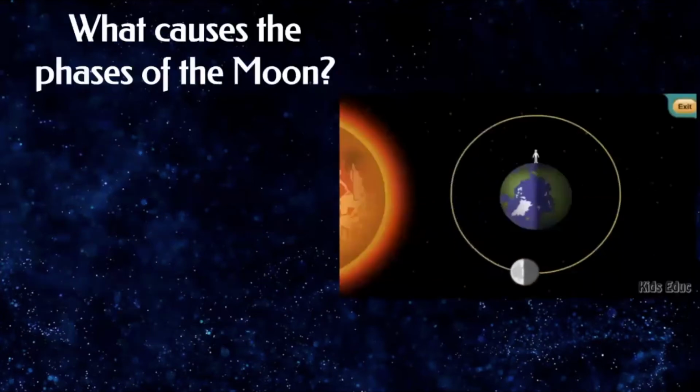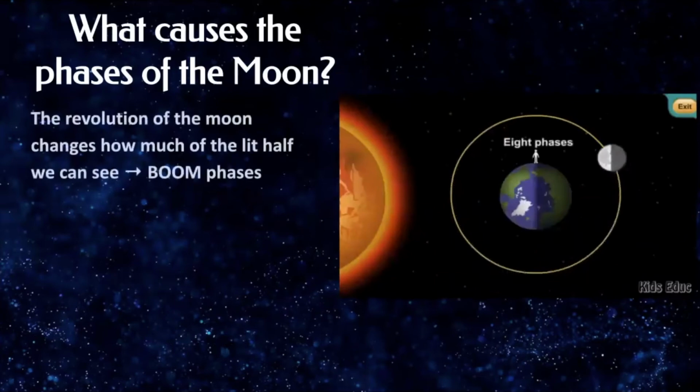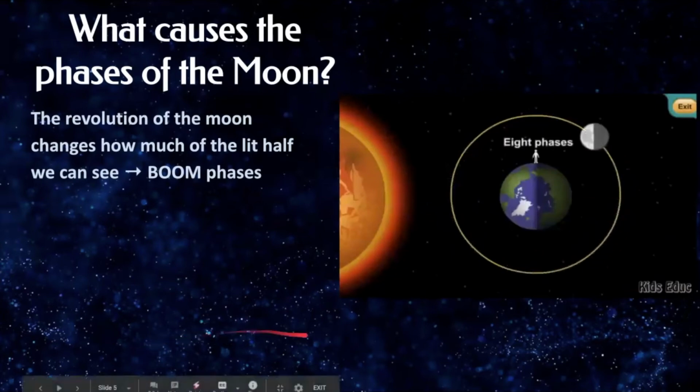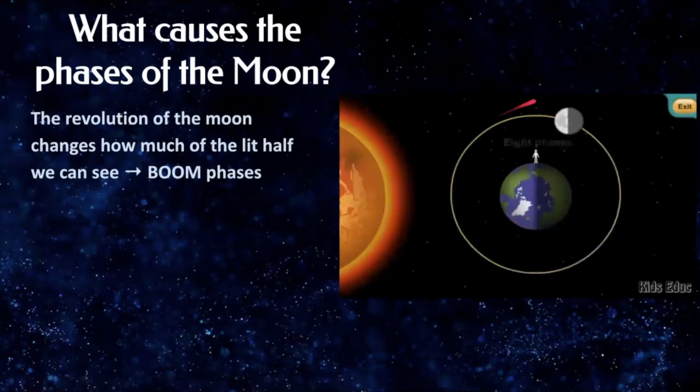So what causes the actual phases of the moon? The revolution of the moon changes how much of the lit half we can see. Boom, that's our phases. So if you look at the GIF, we have this moon and it's moving around the Earth. That's called orbiting or revolving. And sometimes that lit half of the moon, that light gray half, is facing the Earth. And that's the part of the moon that we can see. The moon doesn't emit light, it only reflects it. So if we can't see that half of the moon that's exposed to sunlight, then we can't see the moon.